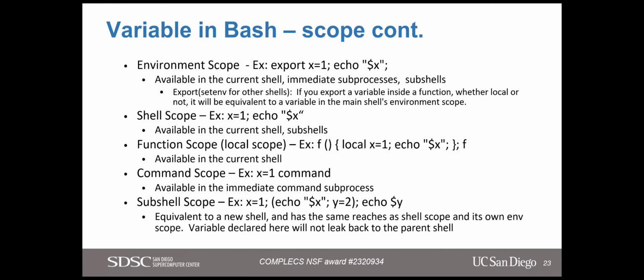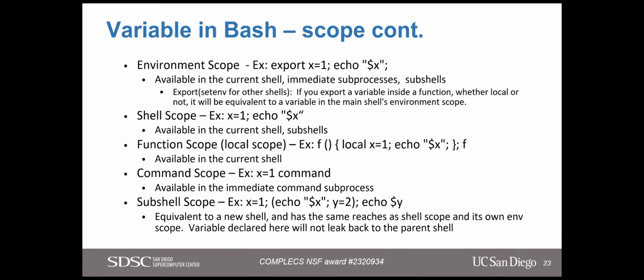There's this concept of scope. While everything is global, there are still areas where just because it's available in your current shell doesn't mean it's going to be available in any other shell that you're in. So there's environment scope, which is available in your current shell and any immediate subprocesses or subshells. You should note that when you run a script, it is essentially a subprocess that you're starting. So anything you do at the top level will not be known in your script itself, so you will have to specify it in there.